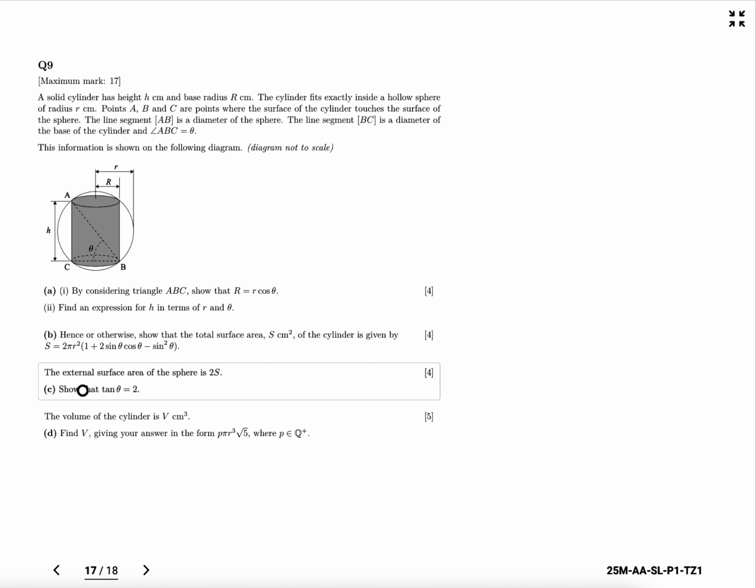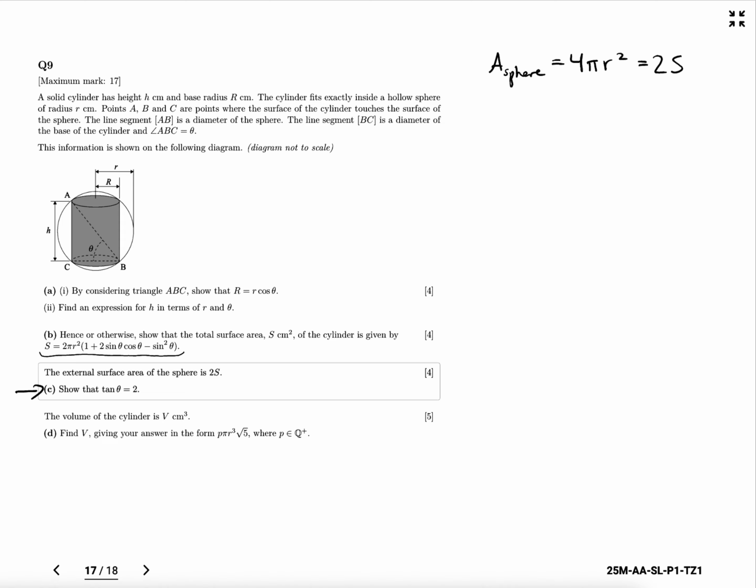Okay, so part C, the external surface area of the sphere is 2s, and we have to show that tan theta is equal to 2. So we had our expression for the total surface area of this cylinder, and now we know that the total surface area of the sphere is double that. So we just need to know the formula for the surface area of a sphere, which is in your formula booklet. The area of a sphere is 4 pi r squared, and we now know that that's the same as 2s in this case.